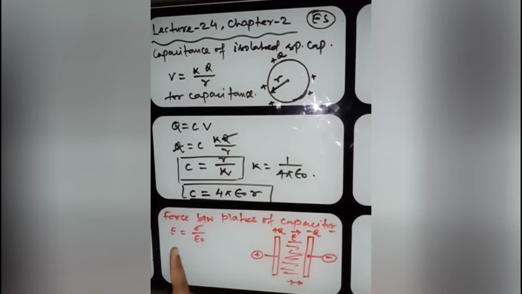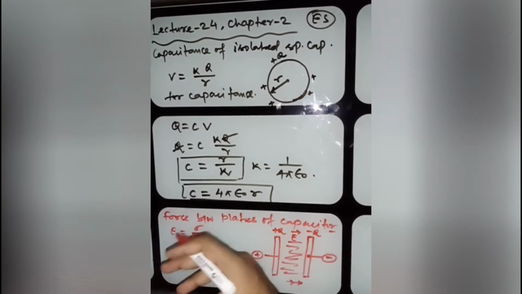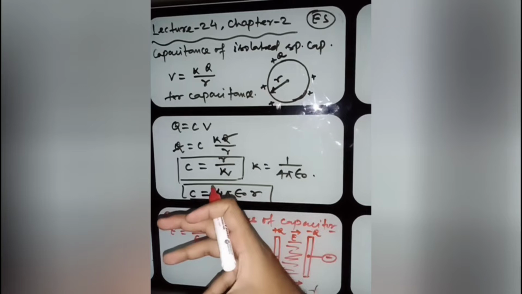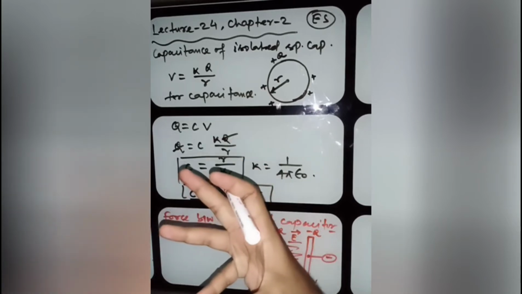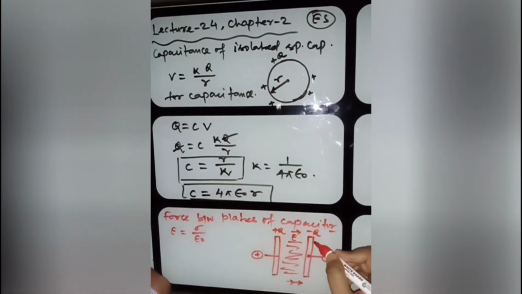This is the electric field in between the plates of the capacitor. This is not on any plate of the capacitor. Again, I'm telling you, if we have to find the force, the first thing that comes to our mind is: who will experience the force? And the answer is the charge on the capacitor plates. The charge on the plates will experience the force.